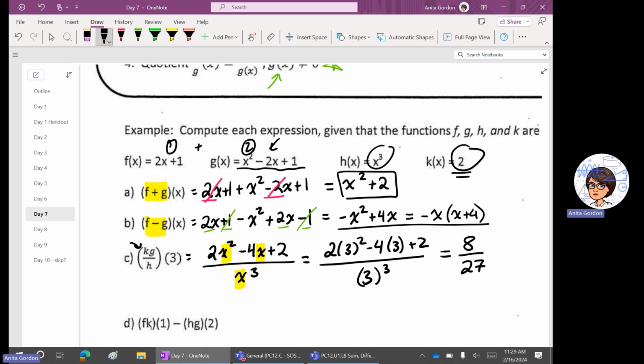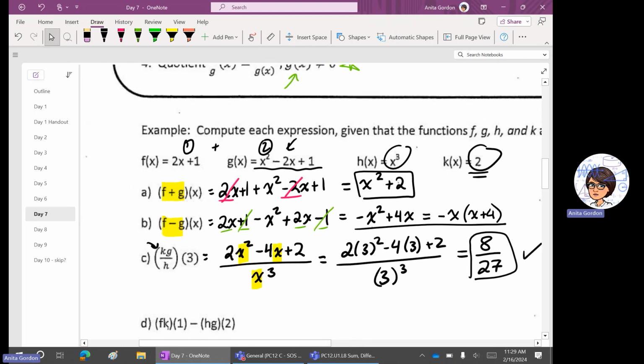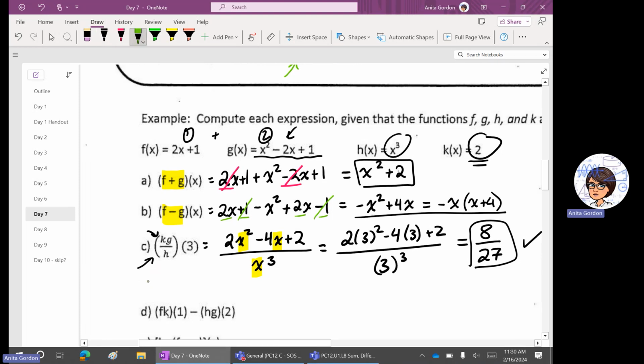So I don't have a nice single digit integer. I have a fraction, but that's okay. I checked to see that it is in lowest terms, and it is, so that is okay. I'm going to show you another way that you can do this that might be simpler depending on what kind of functions you have. You could take each of these functions individually, solve them for x equals 3, and then multiply kg over h. So I could have done it this way.